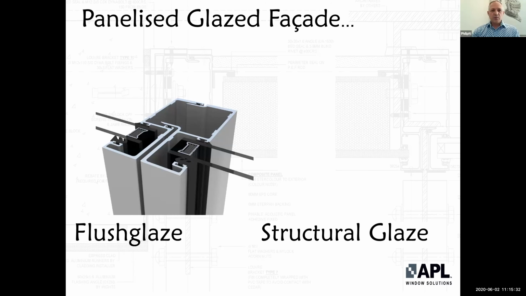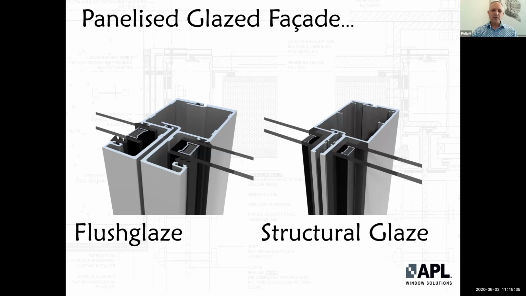So the two panelized systems that we have, and this is really just describing their visual appearance, are a flush glaze and a structural glaze. The major difference between the two systems is simply the way of retaining the glass, but they do offer a slightly different aesthetic look. With a flush glaze system, this particular one is a male-female connection that comes together, but it's a one-piece section. So it's the aluminium which is retaining the glass into the frame itself. Whereas the structural glaze system is the glass glued directly into the aluminium frame.